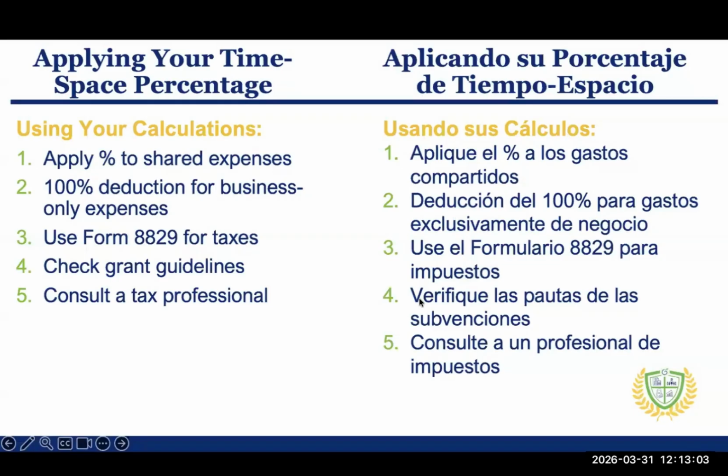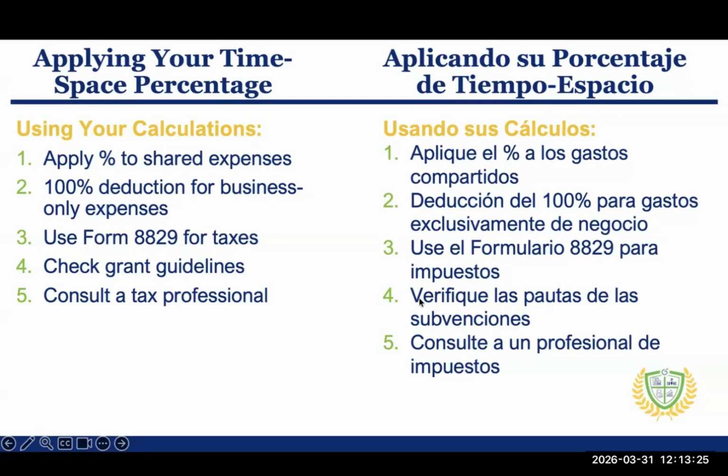In this case, the $30 is your business expense. Keep in mind that expenses solely for your business are still 100% deductible. So you can still deduct 100% of that.